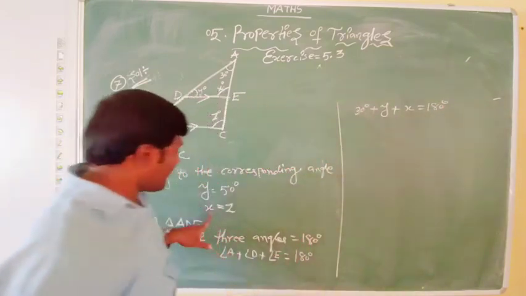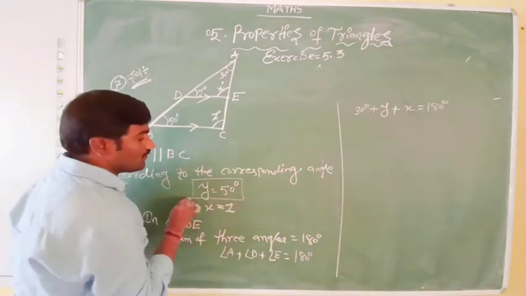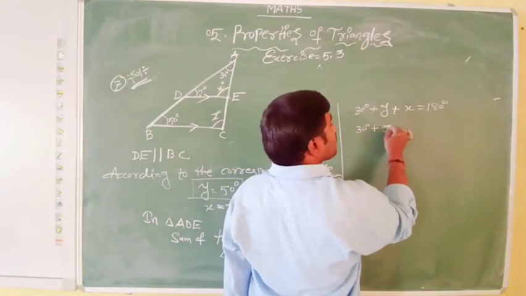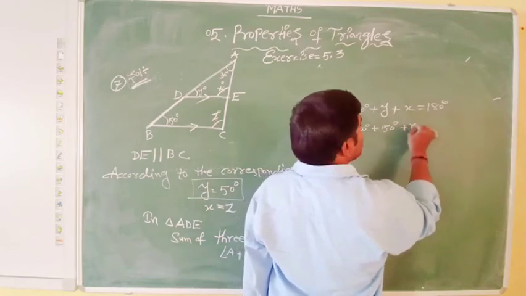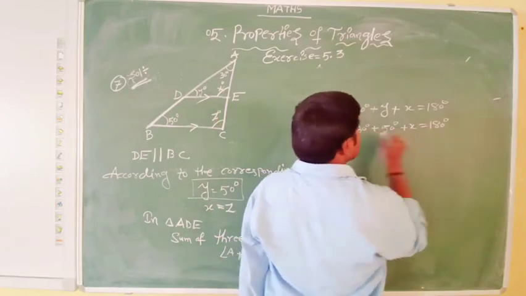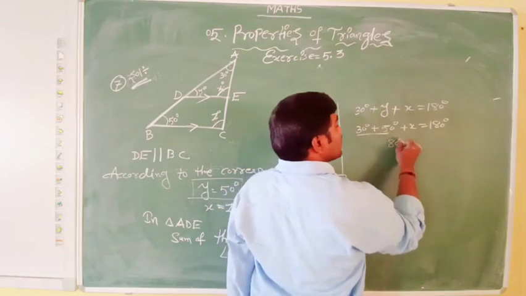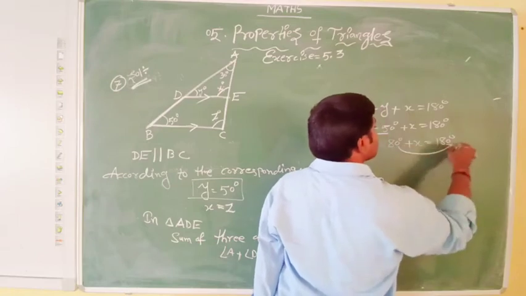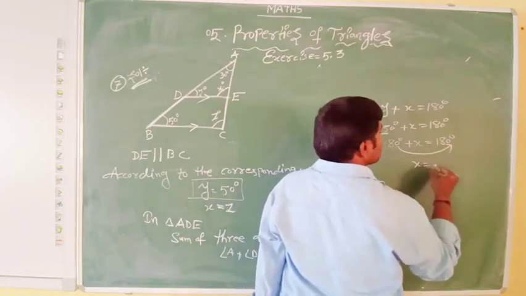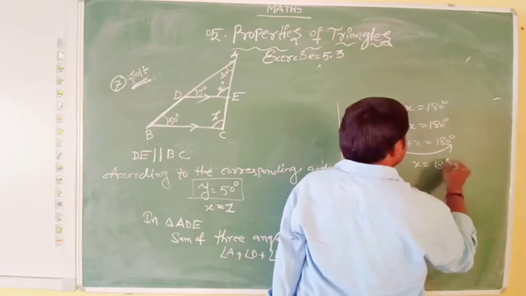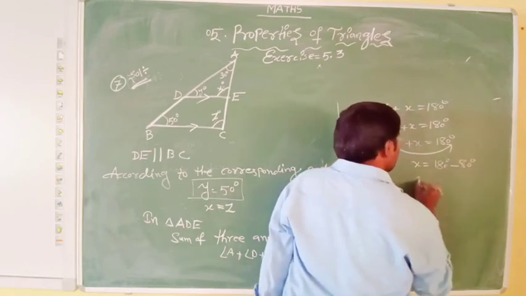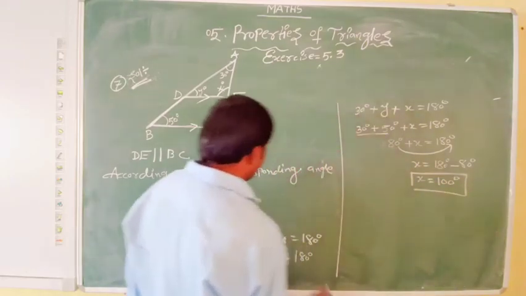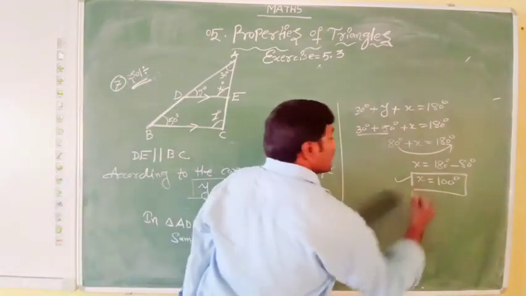But here Y equals what? Already we got Y equals 50 degrees. So 30 degrees plus 50 degrees plus X equals 180 degrees. 30 plus 50 gives a sum of 80. 80 plus X equals 180 degrees. Transferring the 80 degrees to this side, X equals 180 degrees minus 80 degrees, so X equals 100 degrees. Already we got the Y value, now we got the X value.